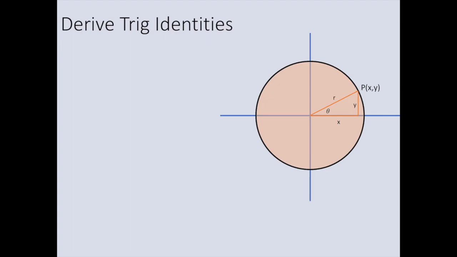Okay, so let's start by deriving a couple of trig identities that we need to know in year 12. So here we've got a circle. You can see it's got a radius of r, and we've got a point defined on that circle, point P, which would have coordinates x and y. And so from there we can make that familiar right angled triangle with an angle theta. X and y are the adjacent and the opposite.